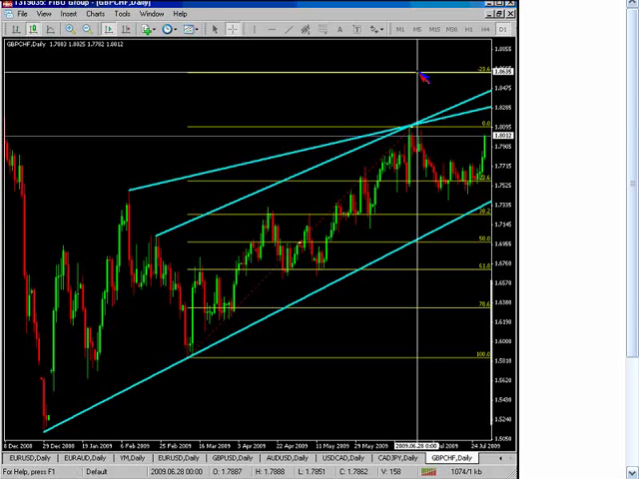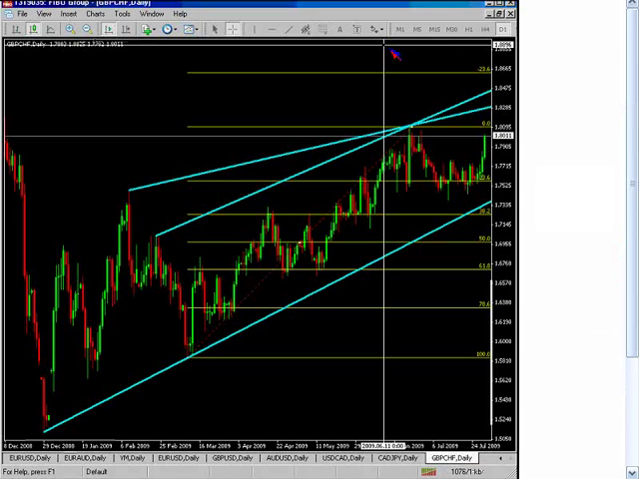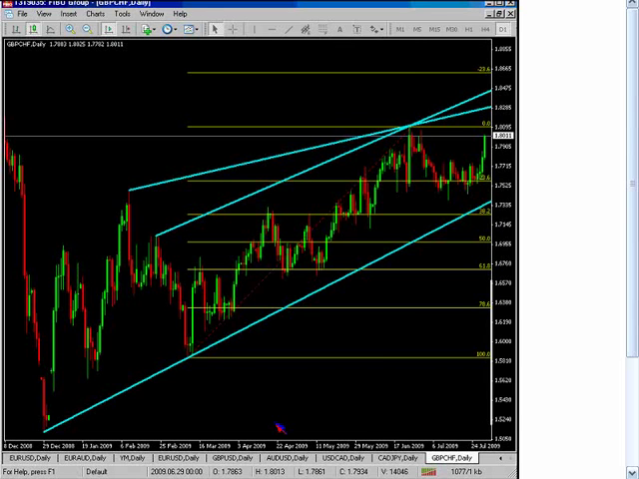Hold on. Question is, do you usually try to draw a resistance line parallel to support? Abel, it's a great question. I do try to. It's not necessary, but when it does happen, it makes me feel a lot better because it shows me that I'm not the only one that drew this Fibonacci, this trend line. It shows me that the ratio between buyers and sellers is consistent among support and resistance. It's nice to see. Makes me feel better.